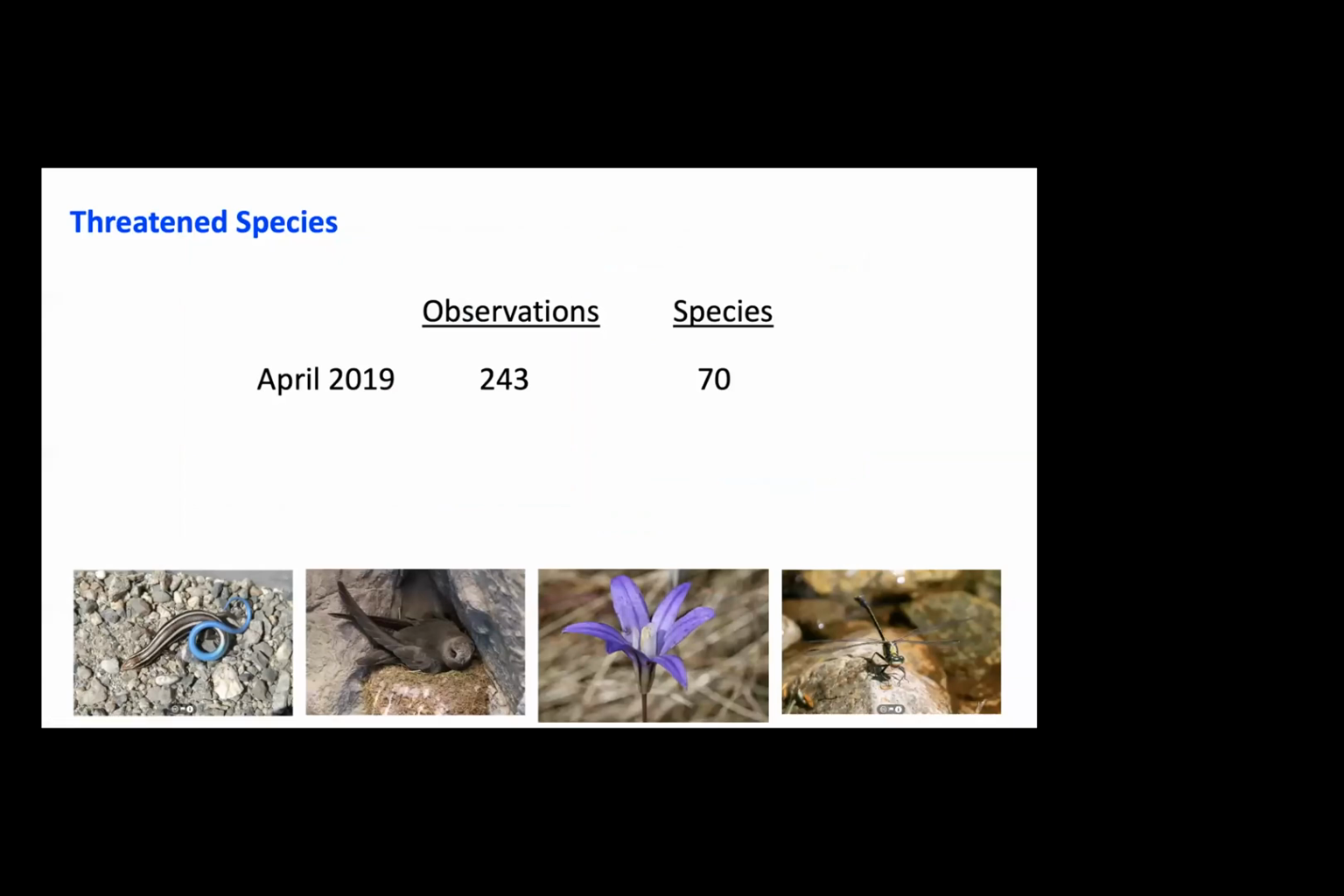So when we started this program 2 springs ago, we had 243 observations of 70 threatened species. And these are all examples of photos that some of which I took of threatened species. And as of today, we have 8,000 observations of 577 threatened species that have now been documented in BC provincial parks.